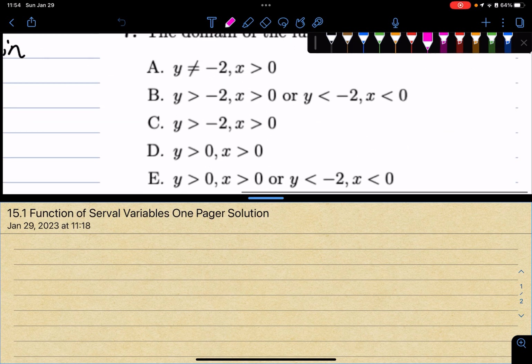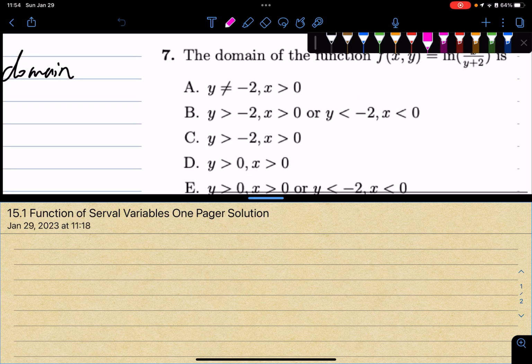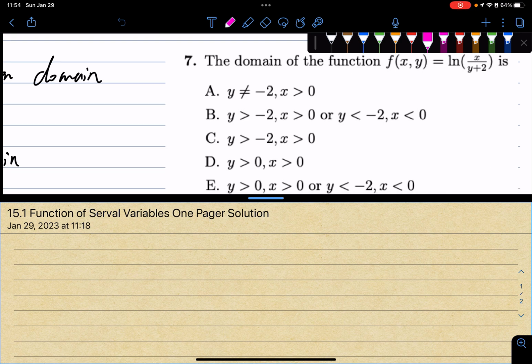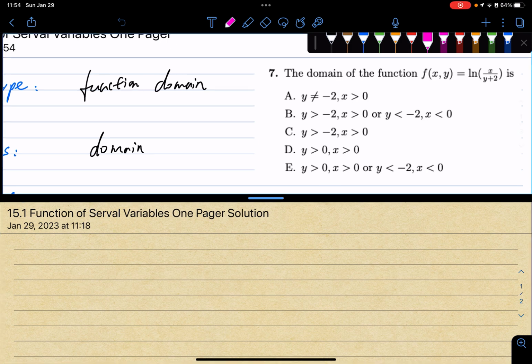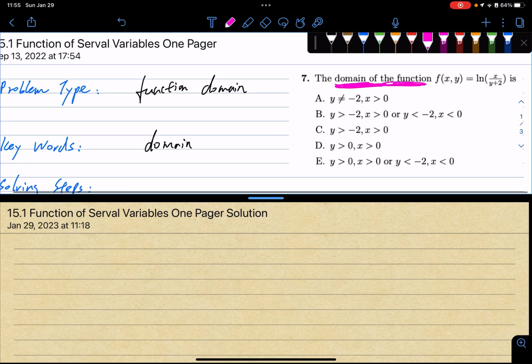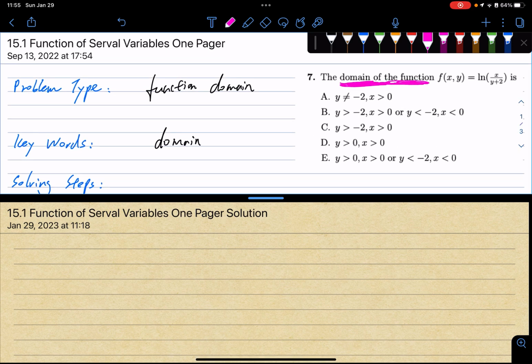So, right, it's asking for the domain of the function, the natural log of x over y plus 2. So I think, again, this is an easy way to tell what type of question it's asking, right? This is the domain of the function. So this is a function domain problem, right? And the keyword is just the domain.